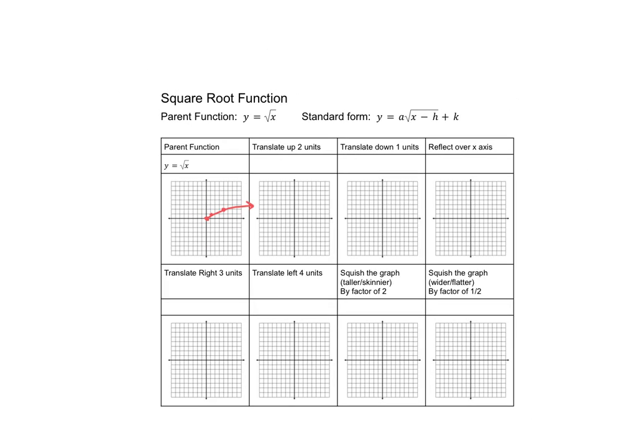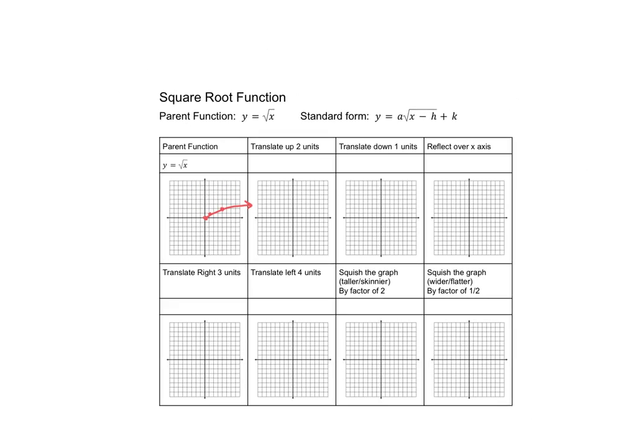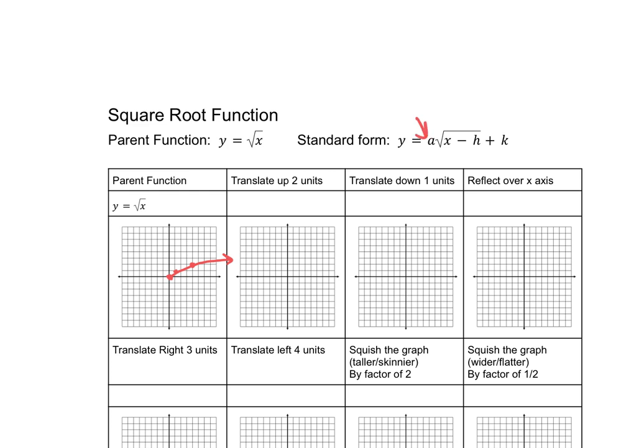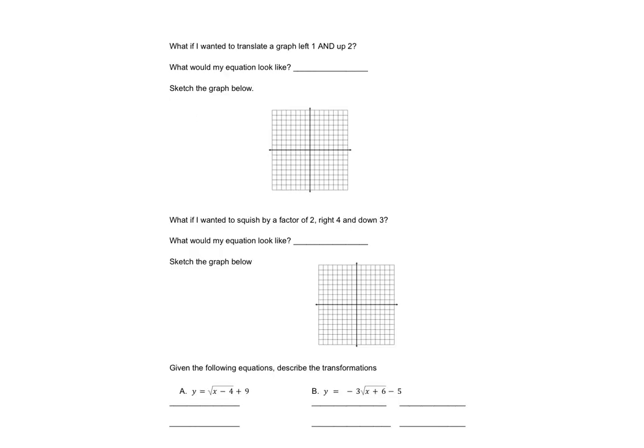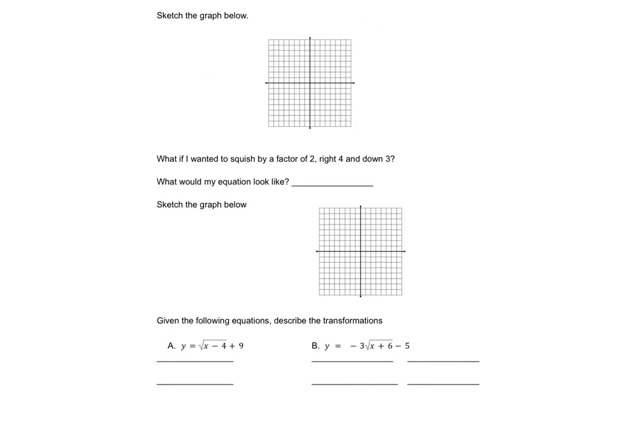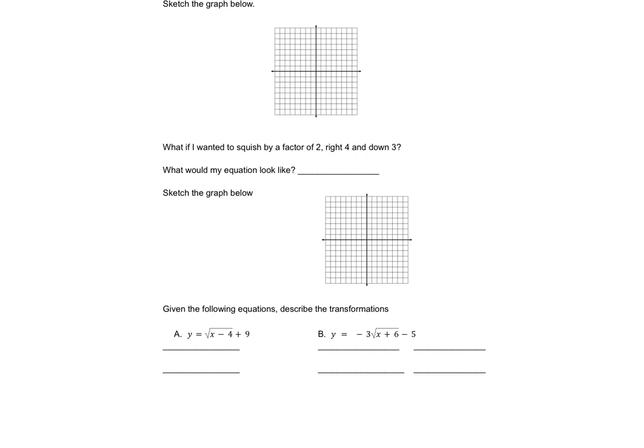So you're going to copy that parent function. And again, you've got the A value that's going to reflect it, or make it taller, skinnier, stretch it. H is moving it left and right. K is moving it up and down. And the next thing is you're going to write the equation, sketch the graph, write the equation, sketch the graph, and then on the bottom, describe the transformations that are happening.